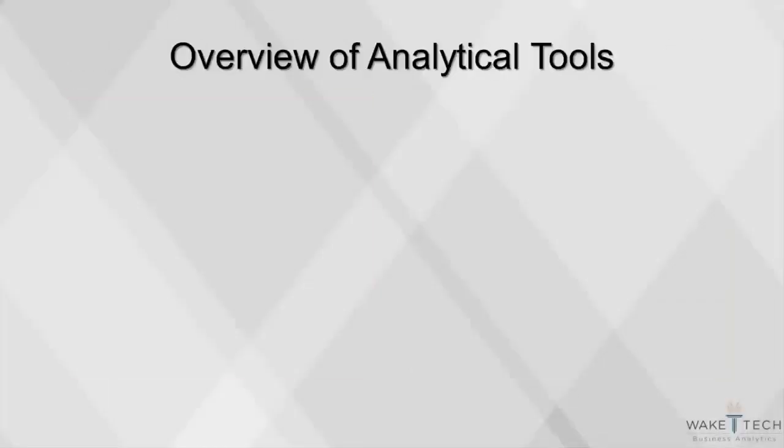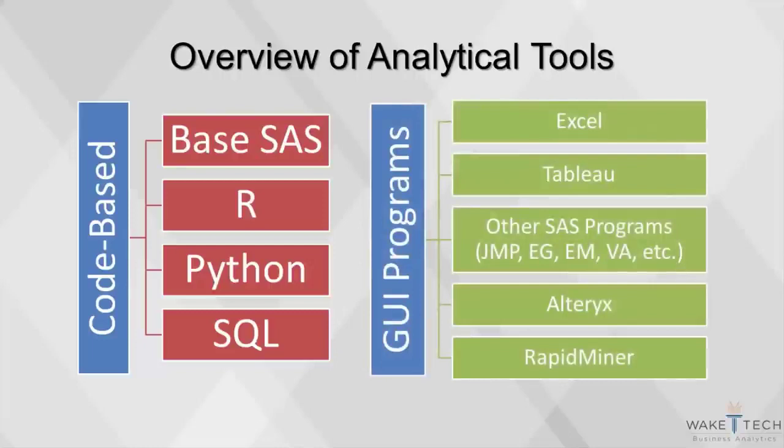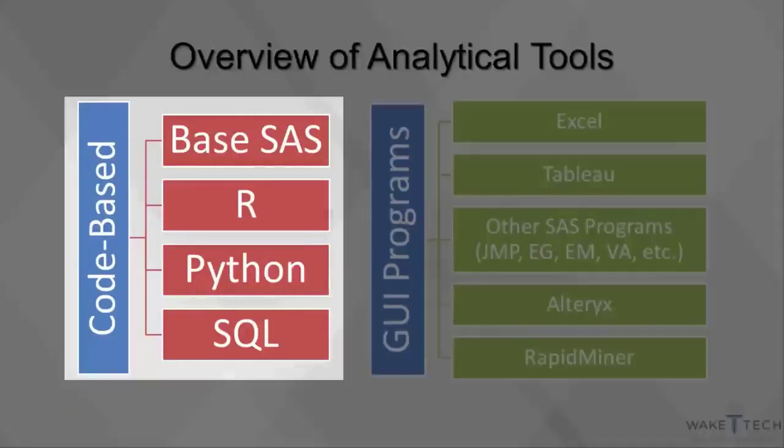Analytical tools can be separated into two categories: software that requires coding, and software in a graphical user interface, or GUI, that is based on point-and-click interaction. The main benefit of writing code is that it allows for more flexibility. There are more features and it allows for more possibilities. The drawback of coding is the extended learning curve.